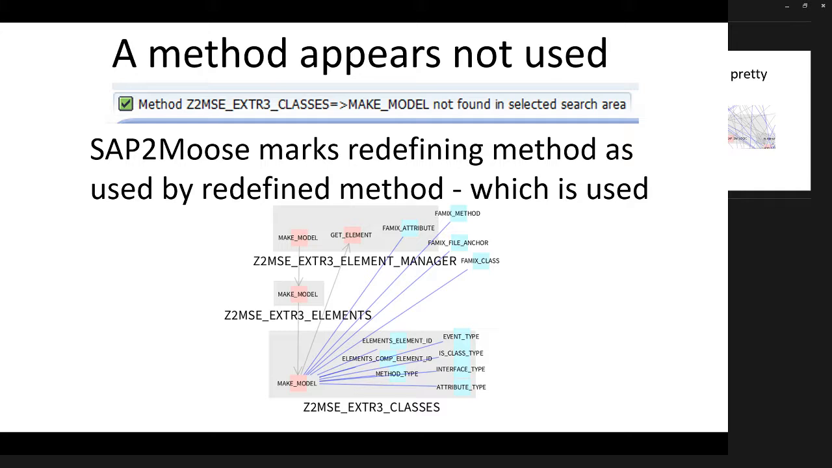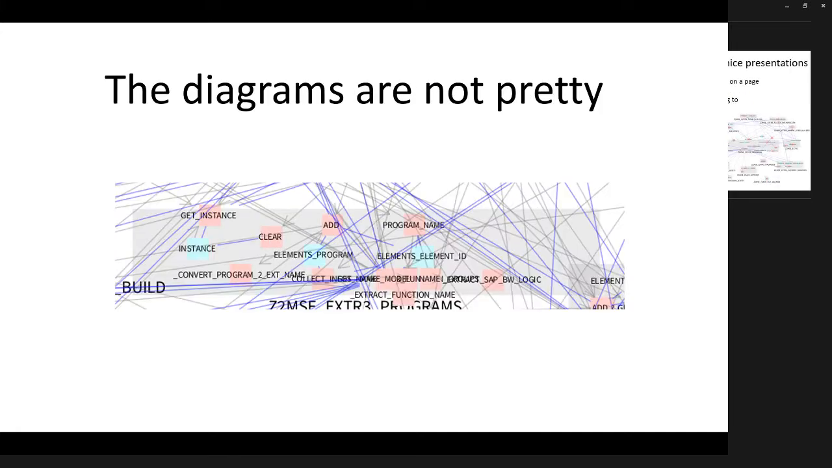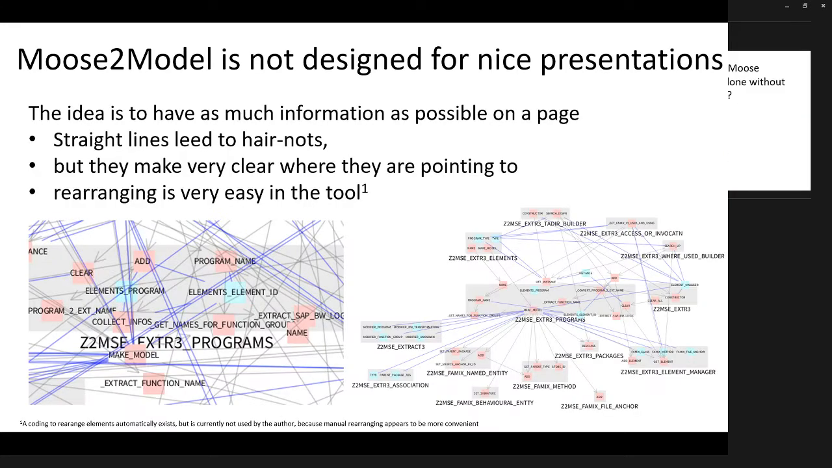Okay, Subtimuse understands it quite easily. It's a redefined method. And a redefining method is used by the redefined method, which is itself used by some other coding. This is a convenience feature you have in Subtimuse. Diagrams are not pretty. Okay, this is not for the management.